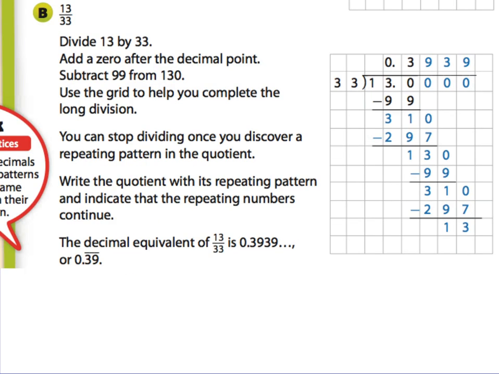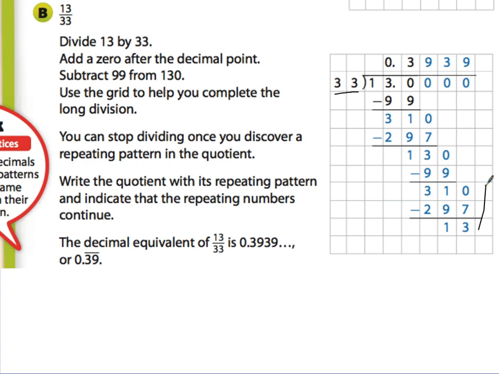Okay, so looking at 13 33rds. Again, 13 on the inside, 33 on the outside. 33 can't go into 13. Look at it this way. I need 33 to make a whole group, and I only have 13. That's not going to work. So in order to make this work, I can't use whole pieces. I have to use tiny little cut up pieces.